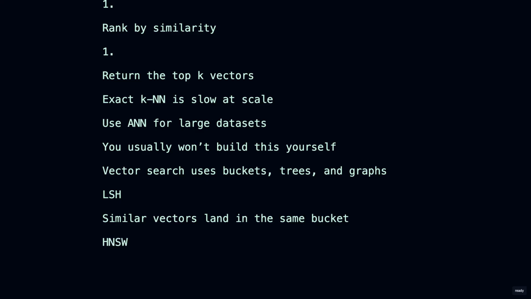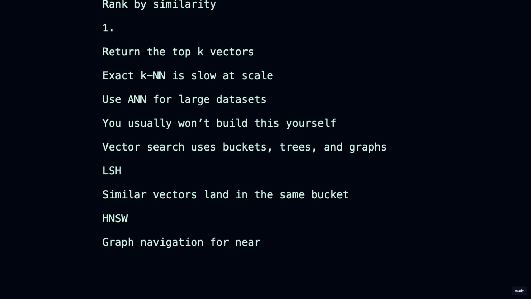HNSW is a graph-based method. It connects vectors with edges to similar vectors, then navigates the graph to find nearby neighbors quickly. HNSW builds a multi-layer graph where each node is a vector. Searches move through the graph toward likely neighbors, which gives fast and accurate retrieval in practice.